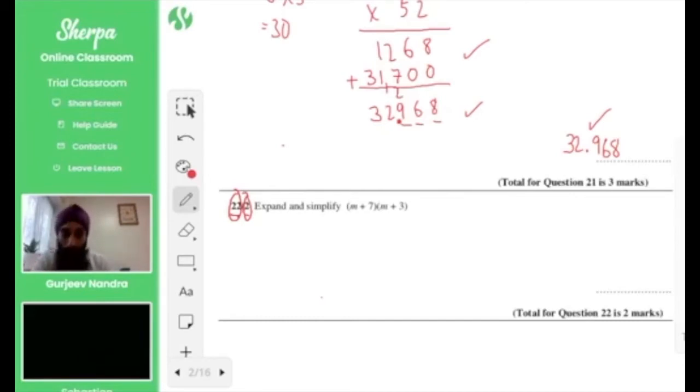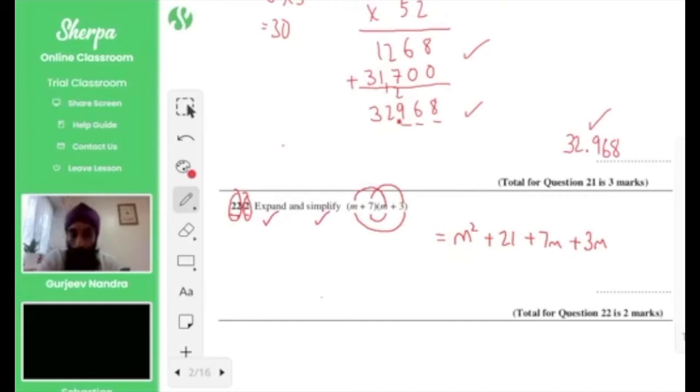So expand and simplify. The 2 marks here, 1 would come from the expanding, and the second mark would come from a correct simplification. Several ways of doing this. I often go for what I call the monobrow, which usually makes the students laugh a little bit, and the smiley face method. So each of these curly arrows that I've drawn represents multiplication. So we can do m times m, which is m squared. 7 times 3, which is 21. 7 times m, which is 7m. And m times 3, which is 3m.